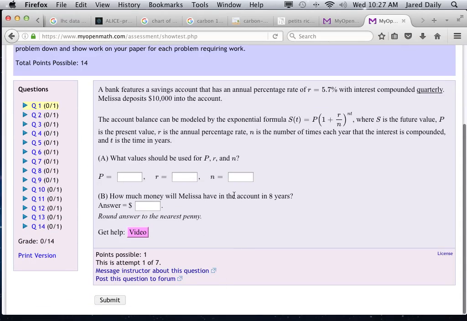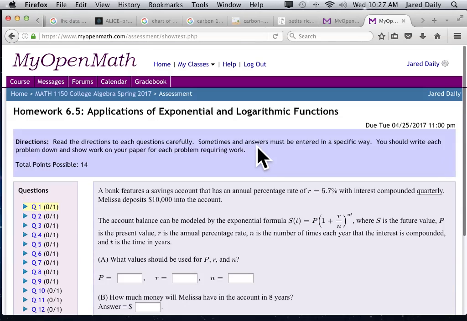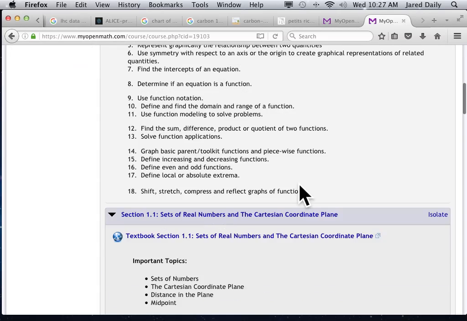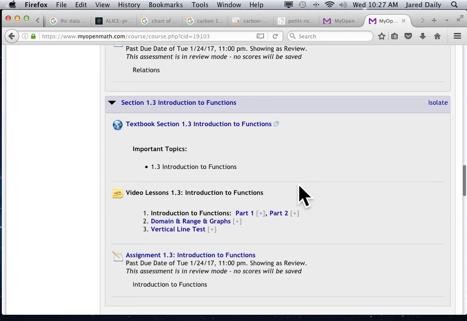Lots of different ways you can enter in things. Lots of different ways you can graph and draw things in there. So it's not just multiple choice or enter a number. You can actually graph things and have other things like that. So it's a great system. I love it.